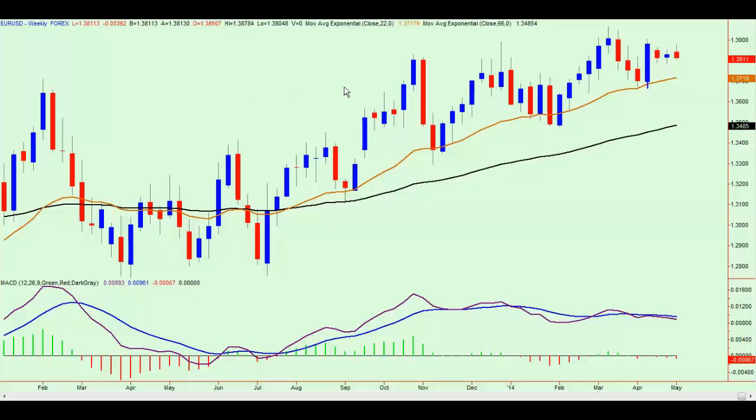I can now carry on with the Euro US dollar analysis for the day. Please ignore the dog barking. Anyway, having said that, he's gone quiet.